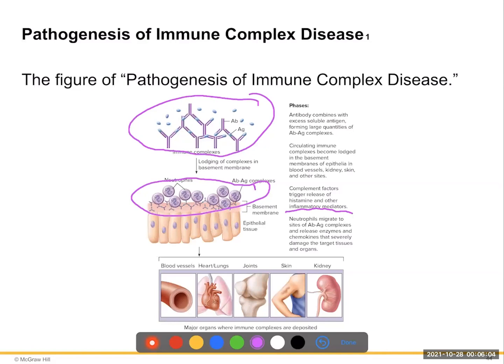Now it can bind the epithelial tissue of, like we said, the skin, but it can also do the blood vessels, the kidneys, other sites like the heart. So these neutrophils migrate to the sites of the antibody antigen complex and release enzymes and chemokines that really damage the target organs. Like I said, it can be in the skin, in the basement membrane of the epithelium of the skin, or it could be in the blood vessels, the heart, the lungs. It can be in the joints, rheumatoid arthritis, kidneys, etc.